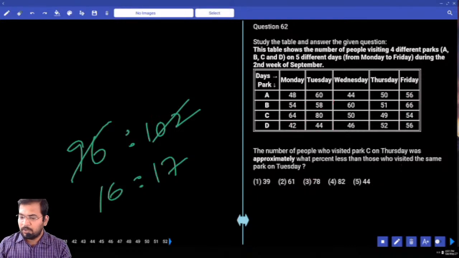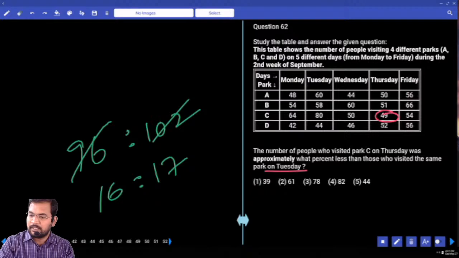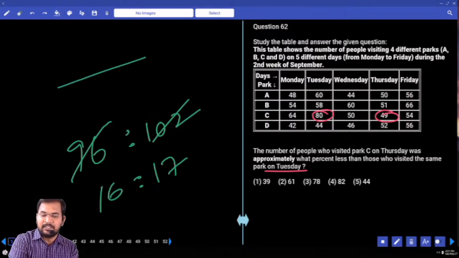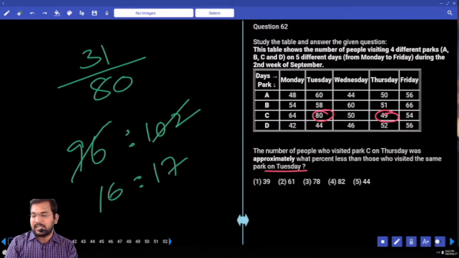Next one. The number of people who visited Park C on Thursday, 40, was approximately what percent less than those who visited the same park on Tuesday? Same park on Tuesday, 80. Compared with 80, how much less? 31 less. Approximately how much percent?